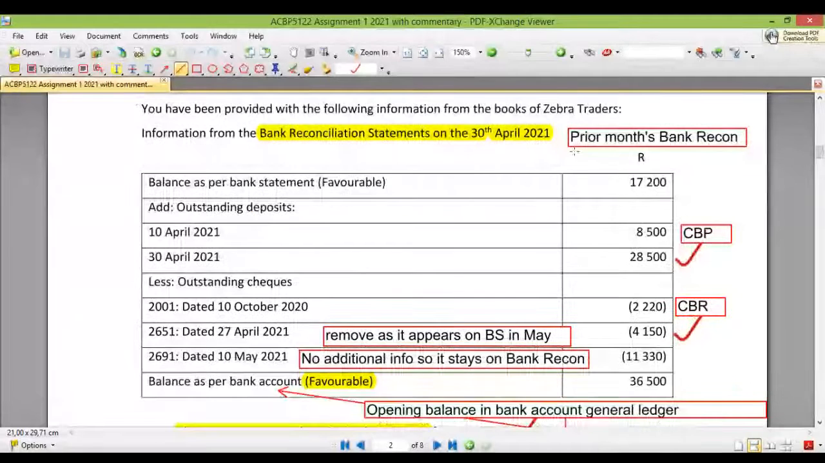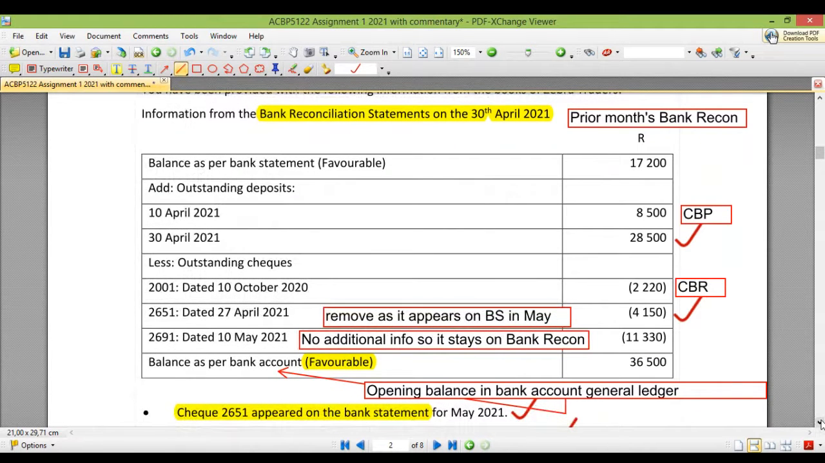So question 1.1, this was the prior month's bank reconciliation. So your balance per bank statement for the prior month was 17,200. Now we go through the reconciling items.